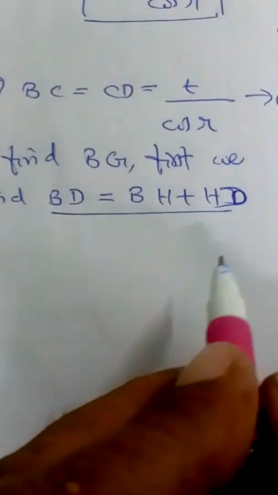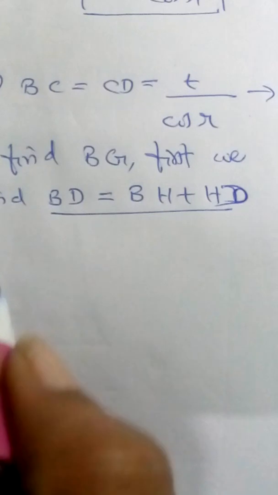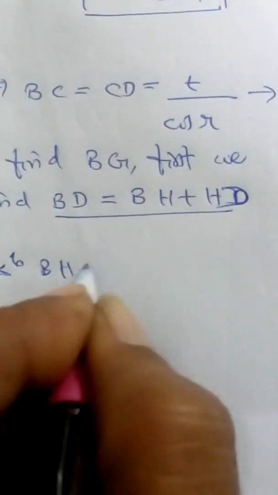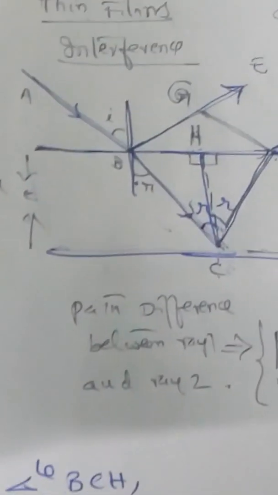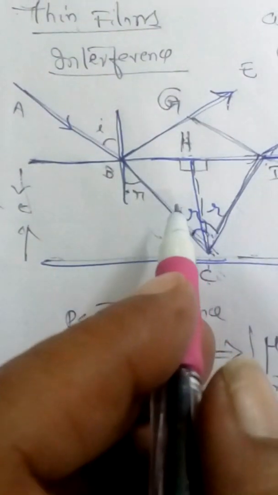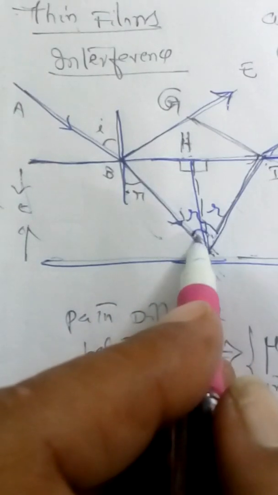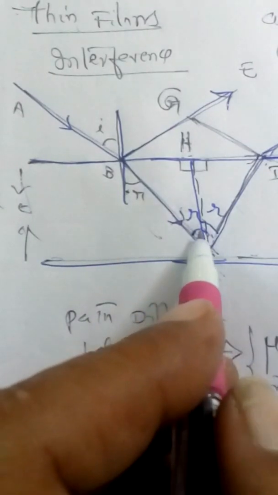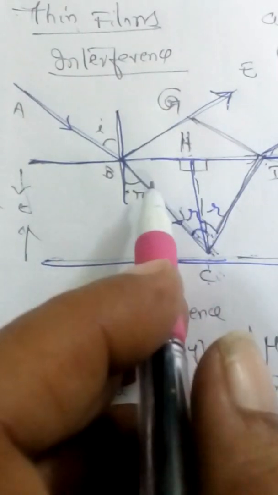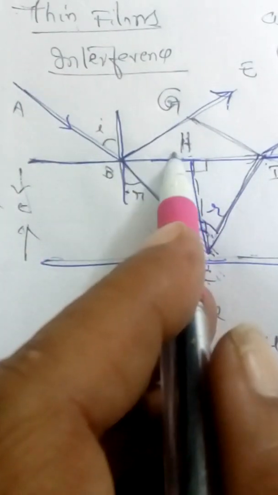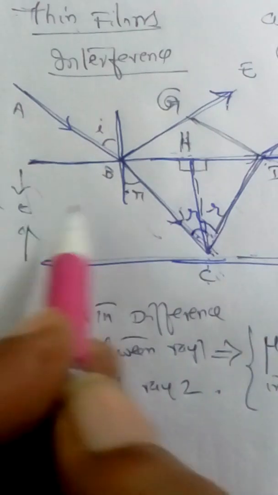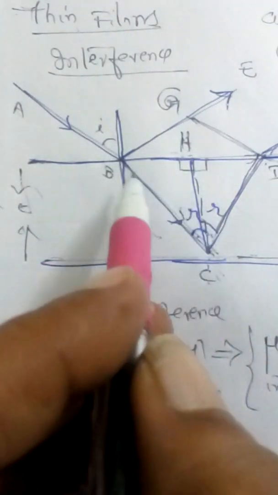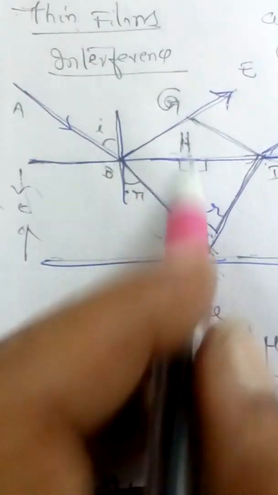So BD is equal to BH plus HD. So take triangle BHC. We want to find BH. Angle R is here, so you can find the tangent of this. Tan R in this triangle will be BH by CH or HC. HC is nothing but the thickness T. So from this triangle BHC, tan R will be BH by HC.